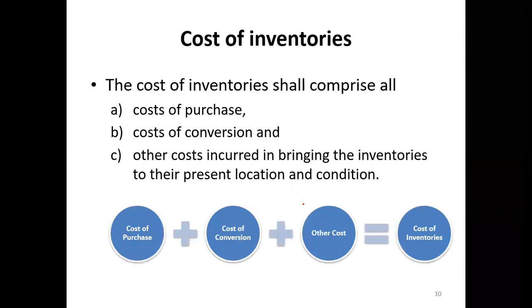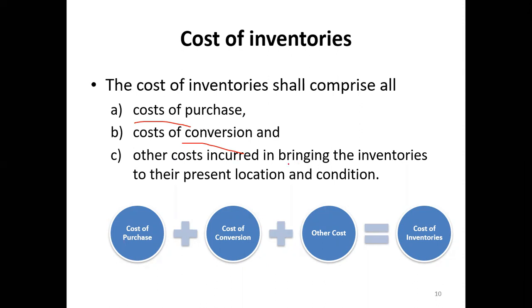Now cost of inventories again. Cost of inventory shall comprise all costs of purchase, cost of conversion. So you purchase raw material and you convert raw material into finished goods by applying direct material, direct labor, overhead cost. So you include that conversion cost. You convert raw material into finished goods, so there are some costs that may be incurred in that process. So you have to include that cost also.